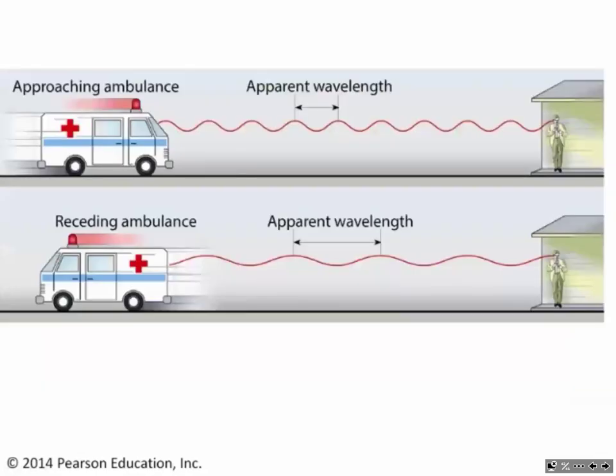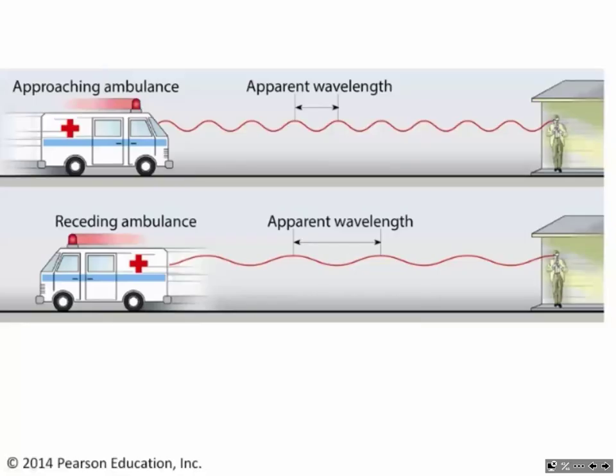This is important because it basically reveals whether or not these light sources are getting closer to us or moving away from us. A common everyday example that you've probably experienced of this effect, sometimes called the Doppler effect, has to do with an ambulance moving towards you.